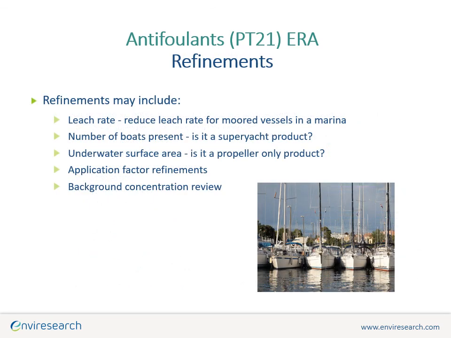Okay, so let's move on to some refinements for Product Type 21. Refinements for environmental risk assessments may include things like refining your leach rate. For example, you can reduce your leach rate for moored vessels in a marina. Can you reduce the number of boats present? For example, is it a super yacht product where you physically can't fit in more than one or two into certain sizes of marinas? Let's have a look at the underwater surface area. For example, is it a propeller only product rather than a vessel hull product? We can perhaps apply application factor refinements and also review any background concentrations that may have had to have been included in the risk assessment.